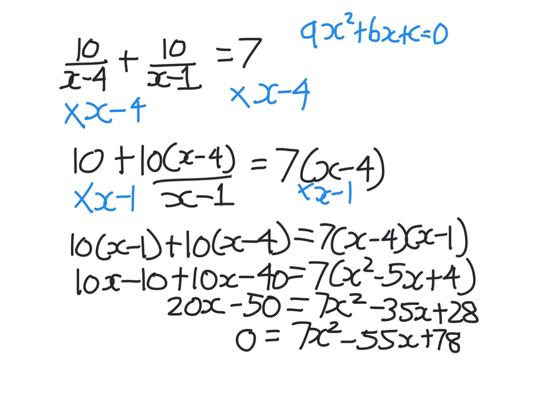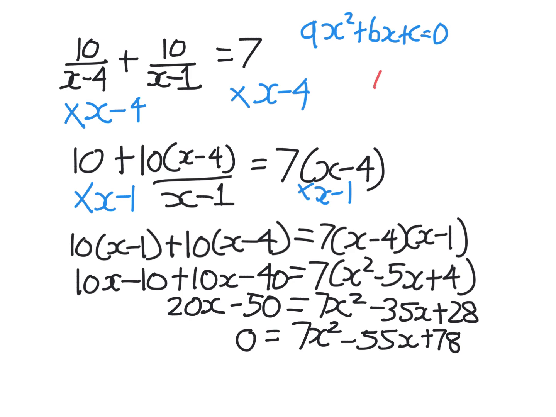All right, this is still not an easy equation to solve. How are we going to solve it? Well, 7 times 78 is a big number. It's actually 546. We don't want to go through the factors of 546 when we're factorizing, so let's use the quadratic formula.